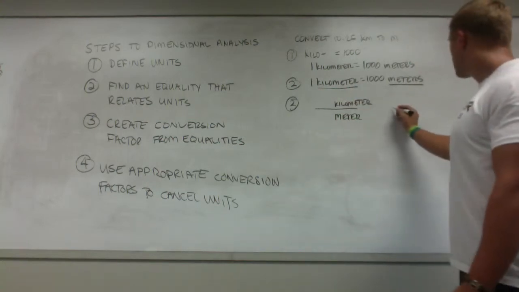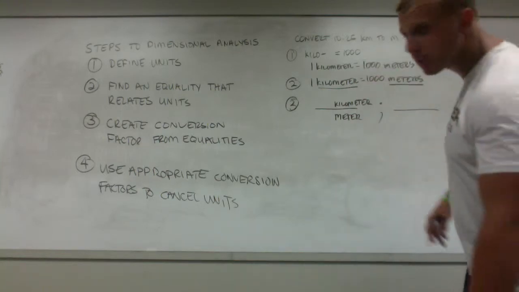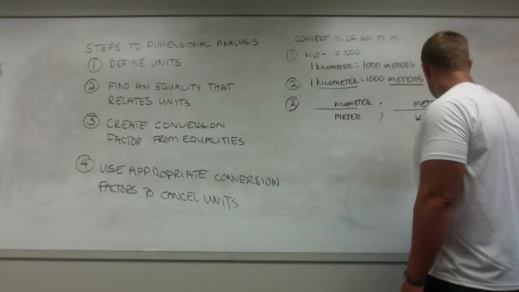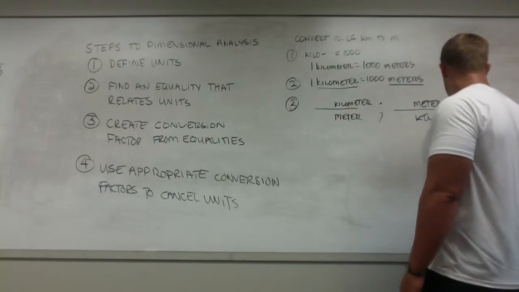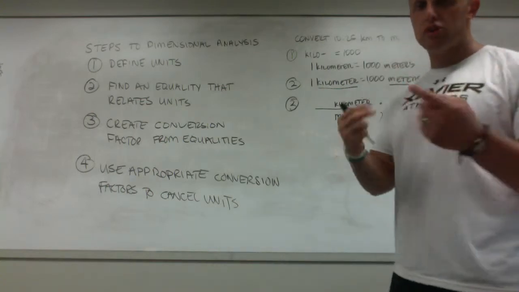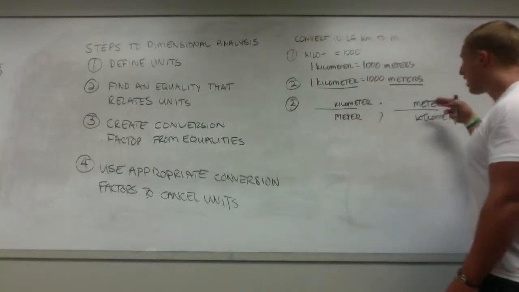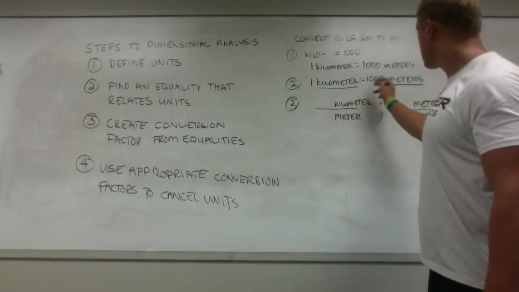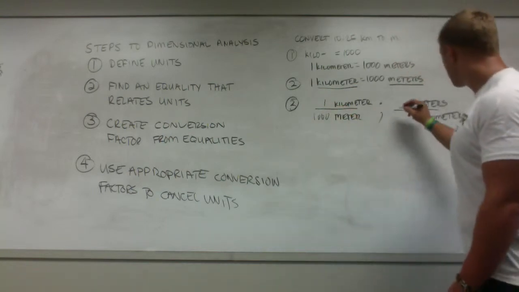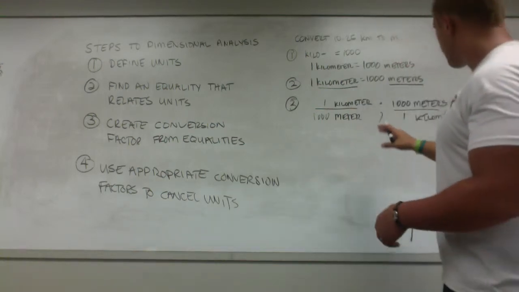Then over here, I'm going to draw another division bar because this is a separate conversion factor that we make from this equality. And we're going to get meters over kilometers. Right? So now our units have just switched. So now we have our 2 conversion factors. That's all we need: 1 with the kilometers over the meters and then the other relating meters to kilometers. Now we just put our numbers in each one. So 1 goes with kilometer, 1,000 with meters. Over here, 1,000 goes with meters and 1 goes with kilometer. All right? So now we have our conversion factors.